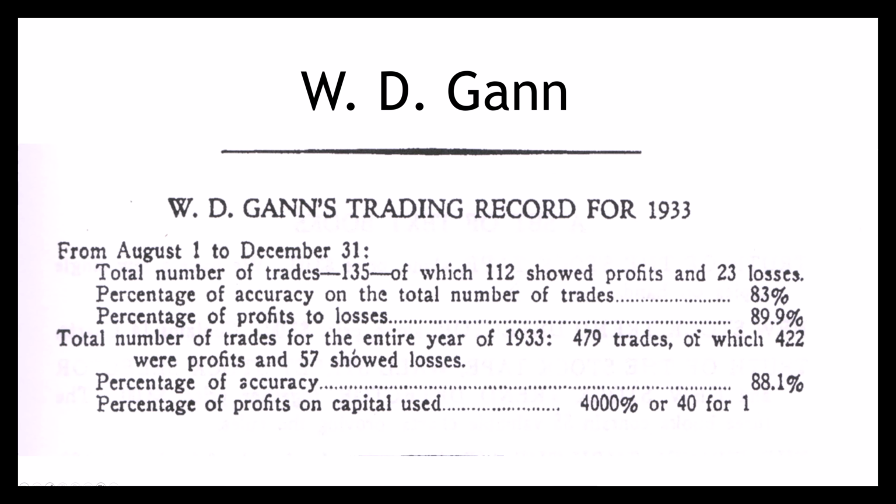Quick bit of history with Gann. There's his trading record for 1933. 479 trades, of which 422 were profits. That's an 88% accuracy and a 4,000% profit on capital used.